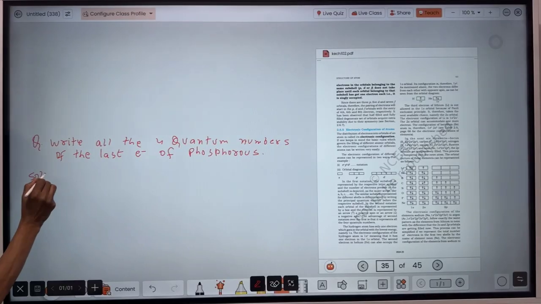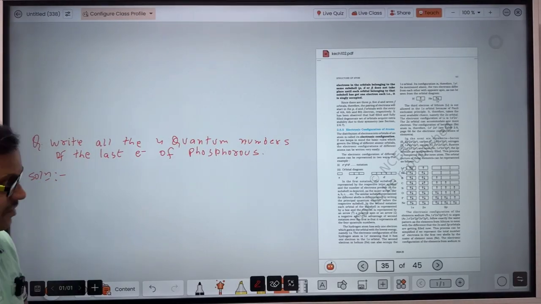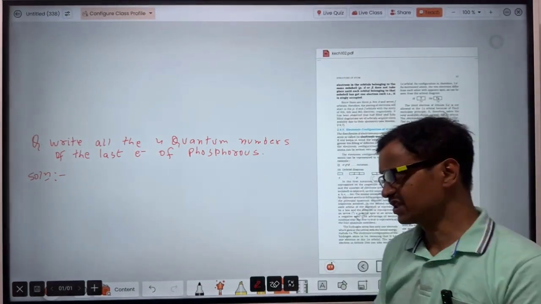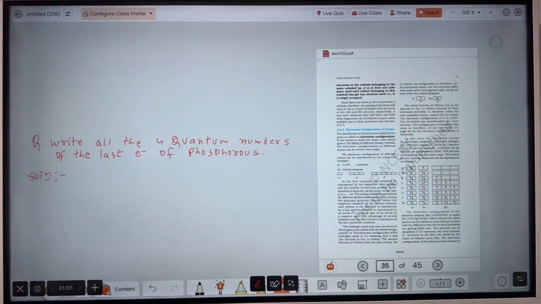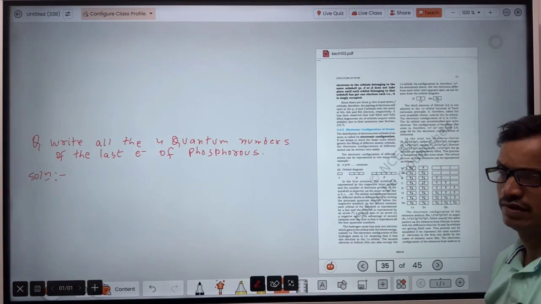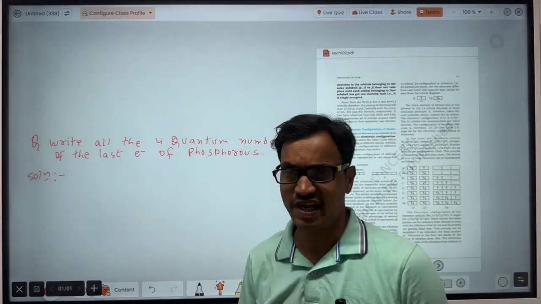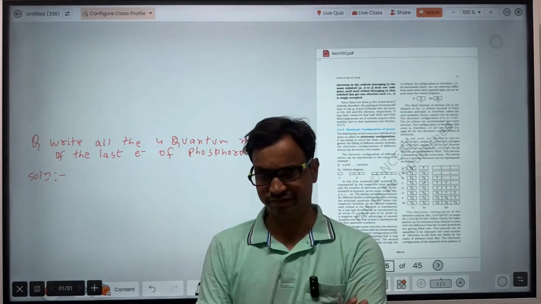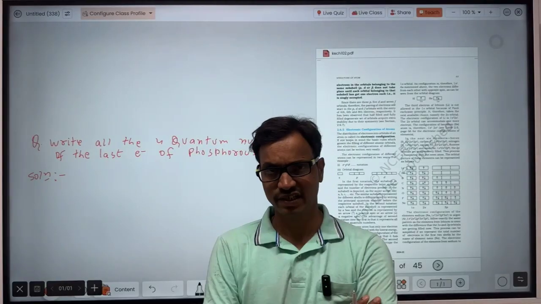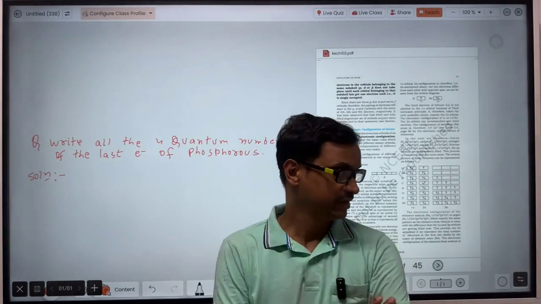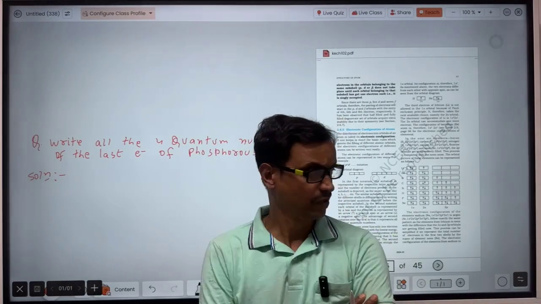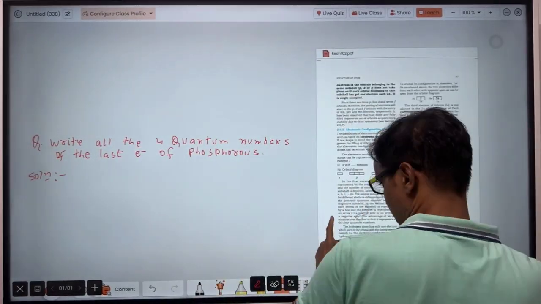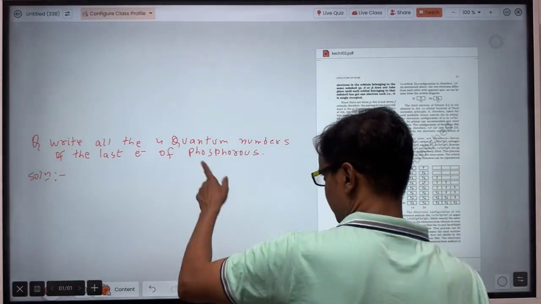You will have to write all the 4 quantum numbers of the last electron of phosphorus. So firstly we will write the electronic configuration of phosphorus. When we have to fill up the electrons, we will have to write them according to their increasing energy, so first of all the Aufbau rule. How to write the increasing energy order? About that, let's see the technique.